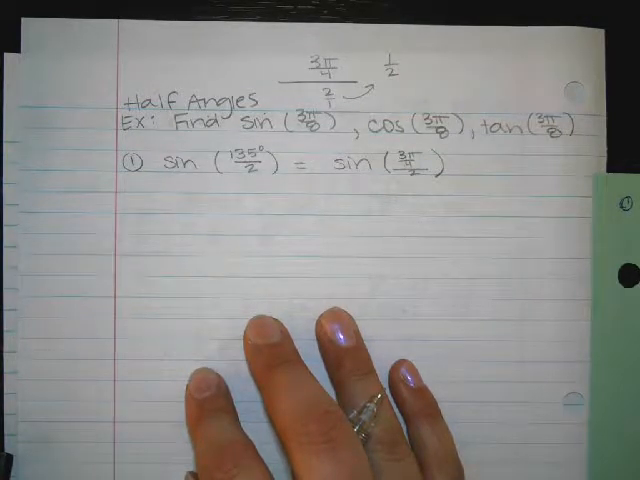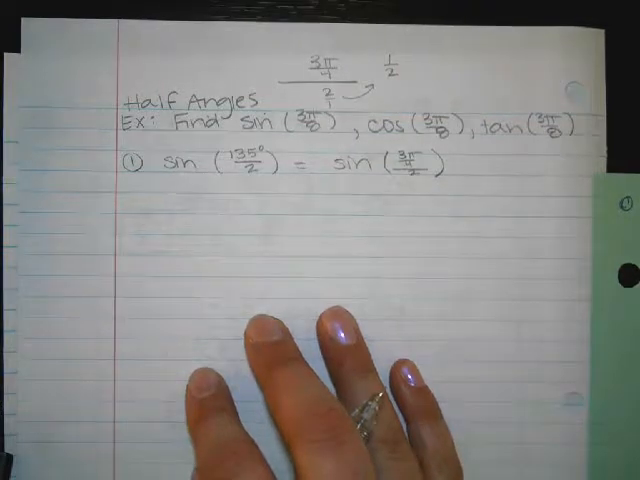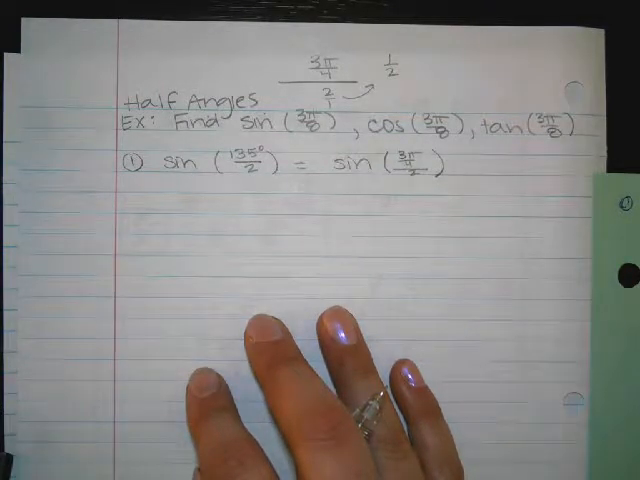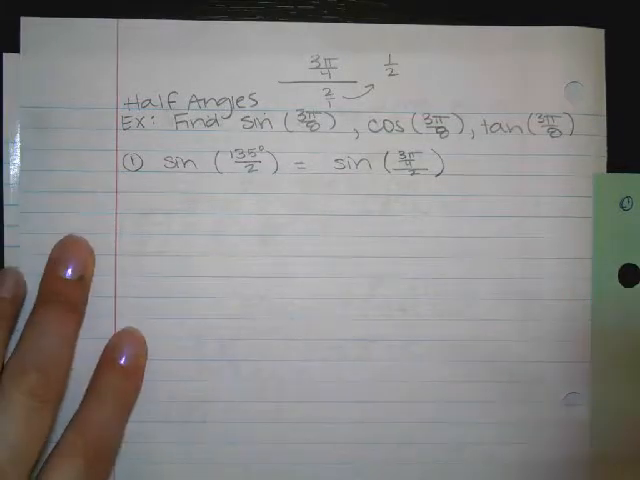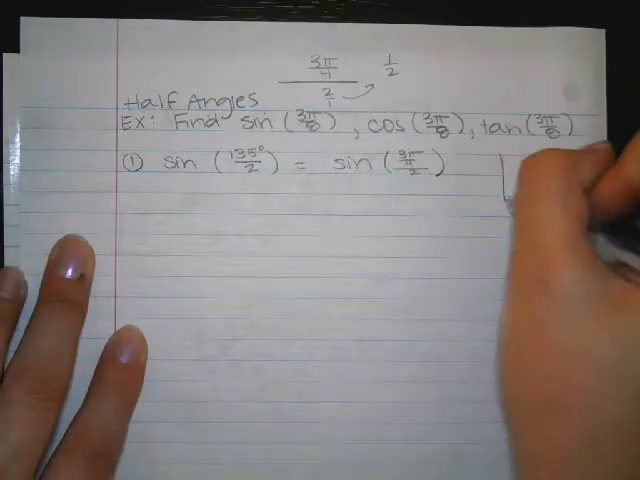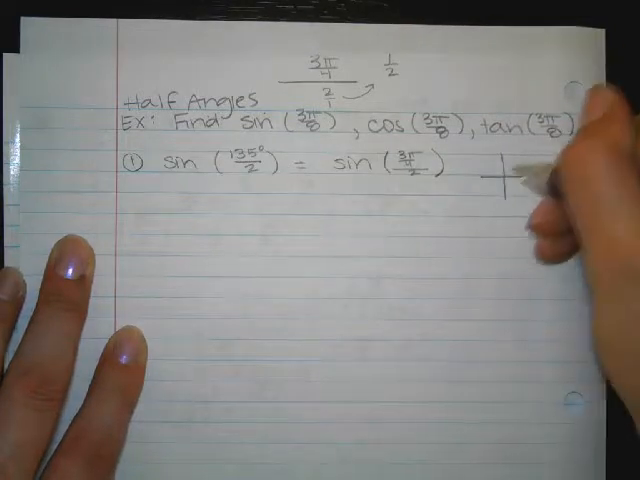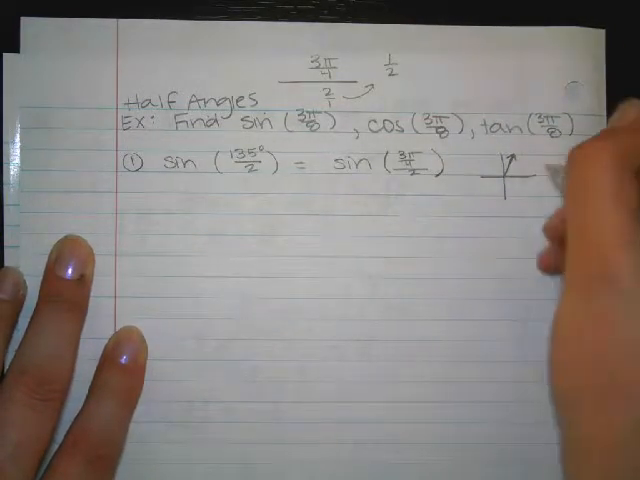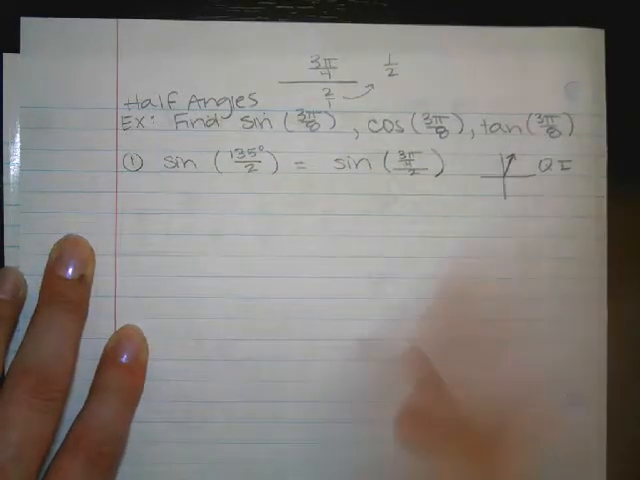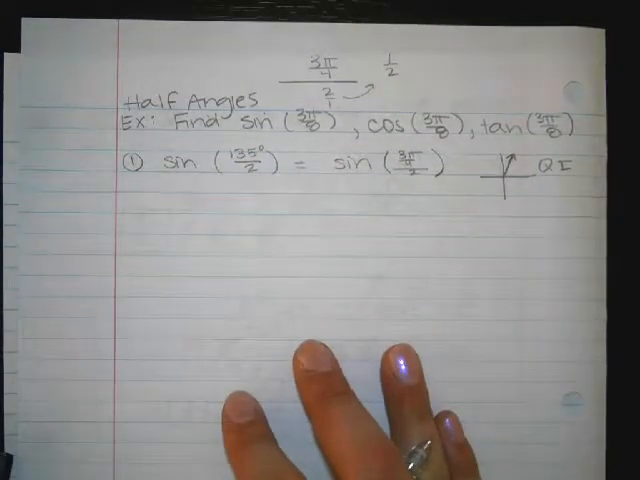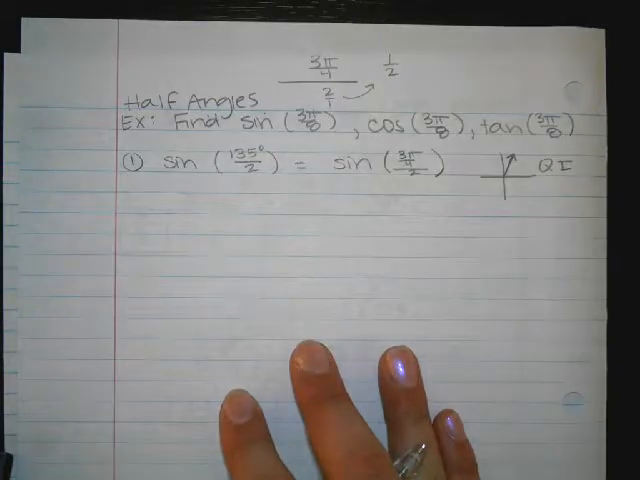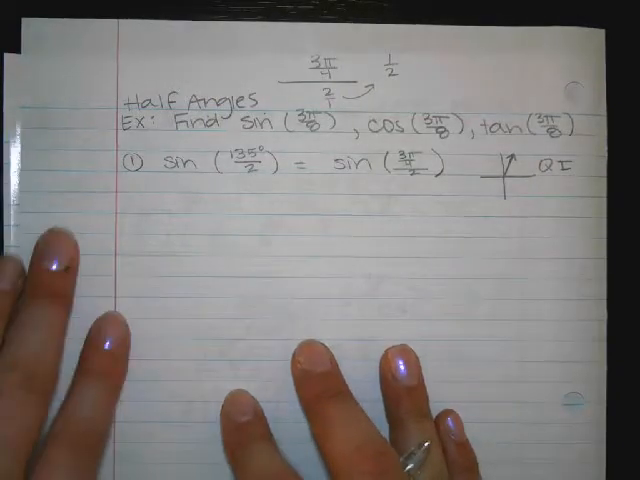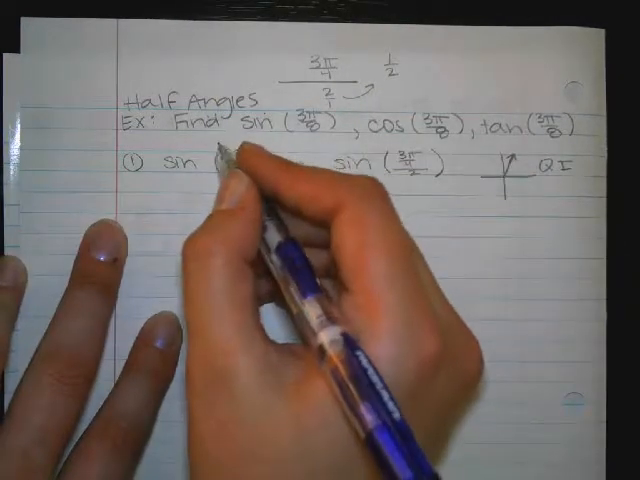Okay? All right, which quadrant does 67.5 degrees fall in? Quadrant 1. So I'm going to go ahead and draw this on a picture. 67.5 degrees would be about here, right? That is quadrant 1. Should sine be positive or negative in quadrant 1? Positive. Okay.